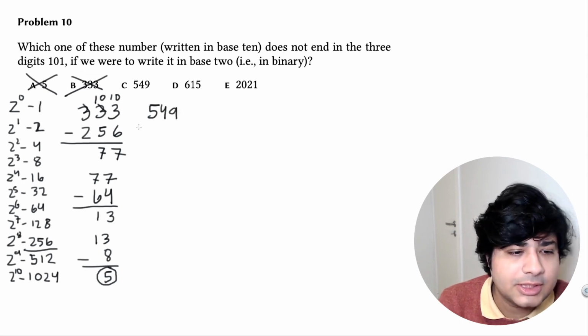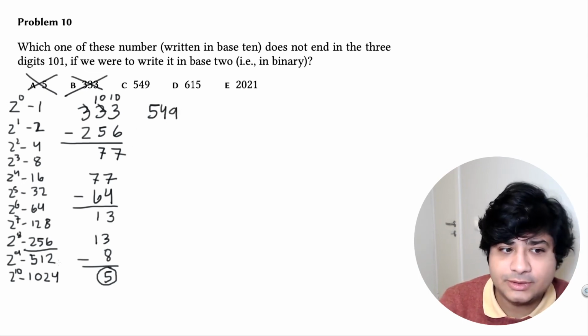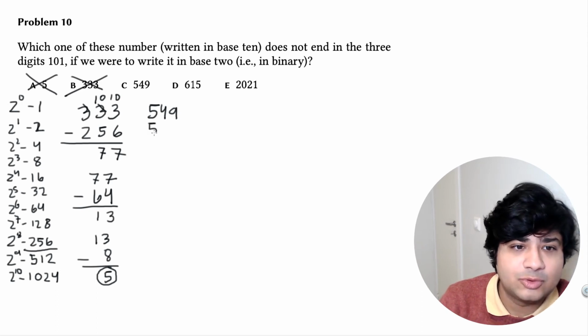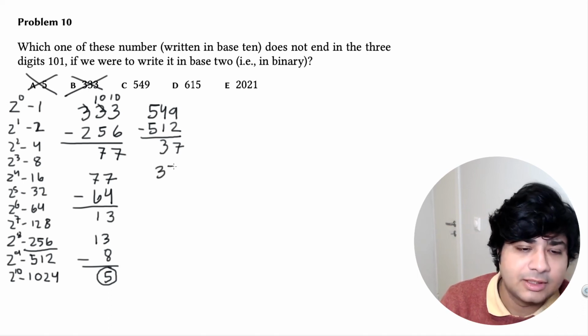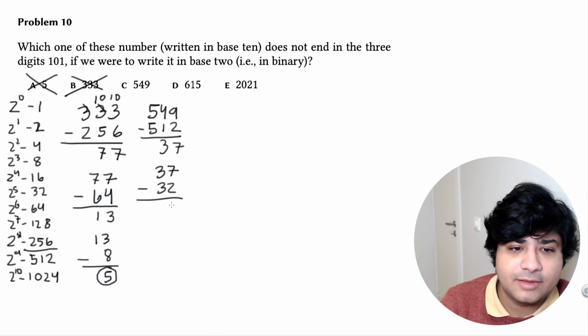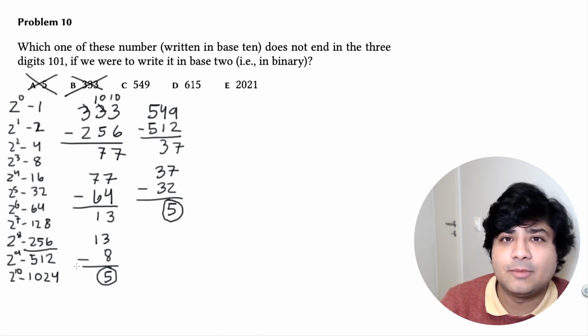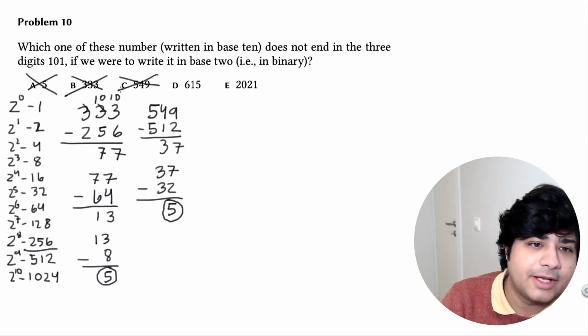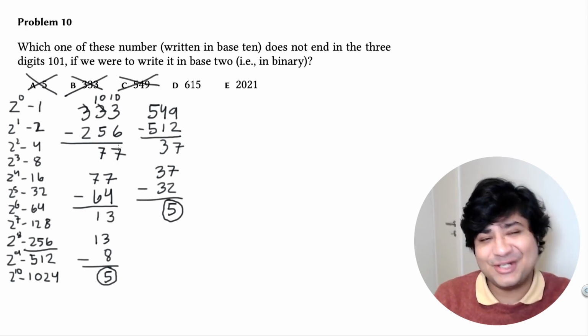549. What's the highest number? That's definitely this one, 512. Take away from that one. What's this going to be? So this is going to be 7. So it's going to be 37. Okay. And then we have the highest number for that, 32. Take that away. And then, of course, that's going to give us 5 again, which again means that it's going to end in 101. Take that away. Hopefully it's going to be the next one. Let's have our fingers crossed.